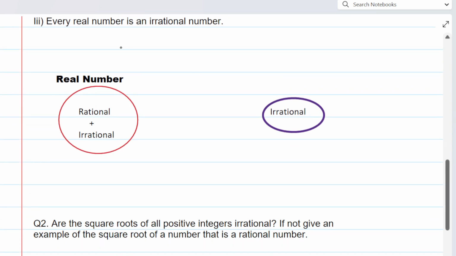What is question number 3? Every real number. So this is the set of real numbers. Let's take some examples. Rational numbers I can take, 3 by 2, 4 by 5, any number. Irrational numbers I can take, root 2, root 3. Every real number is an irrational number. Is it true? No. Some real numbers, like these irrational numbers, I can have here, root 2, root 3. Only those are irrational numbers, but the rational numbers are not there. That means the whole set is not present in this set.